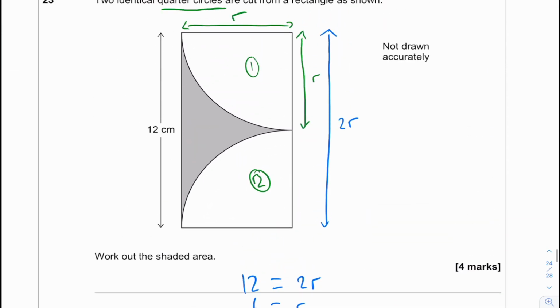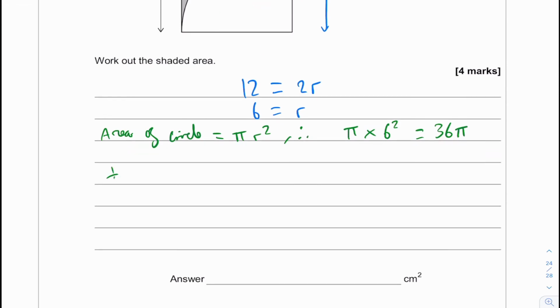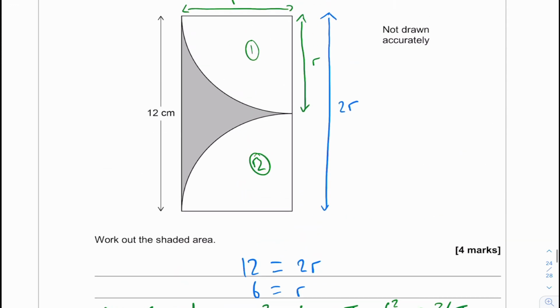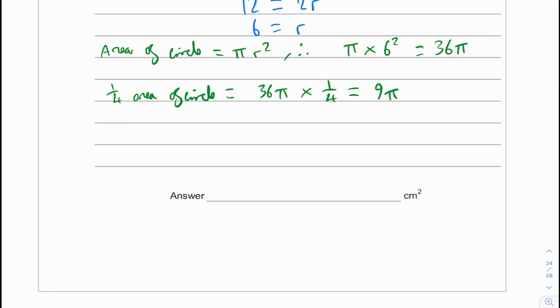Now that is the area of the entire circle, and we've only got a quarter of the circle. So what we can then say is 1/4 area of circle is equal to 36 pi multiplied by 1/4, which is equal to 9 pi. And as we've got two circles, 1 and 2 as labelled here, we can then do our 9 pi multiplied by 2. So we can then say area of both quarter circles equals 9 pi times by 2, which is equal to 18 pi.